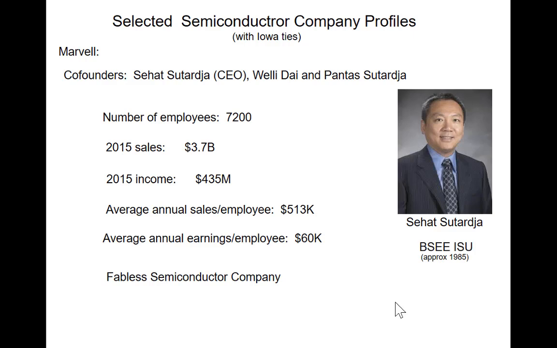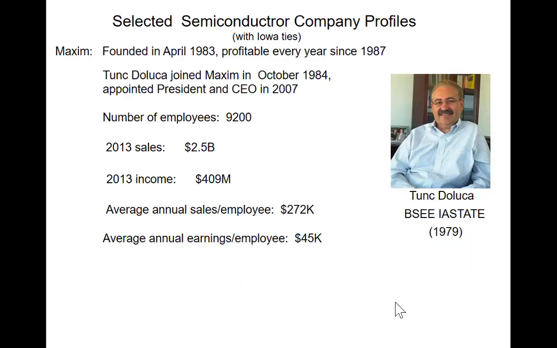That's three people from Iowa State that played a pretty key role in the business. There are quite a few others. I'll pick one more. Tunç Toluca got a BS degree in 1979. He's currently the sitting CEO of Maxim. Maxim was founded in 1983. So 4 years after he got his degree, Maxim was founded, and he joined the company about a year later. So he joined it when it was a real small company. They have about 9,000 employees, about $2.5 billion of sales, and so forth.